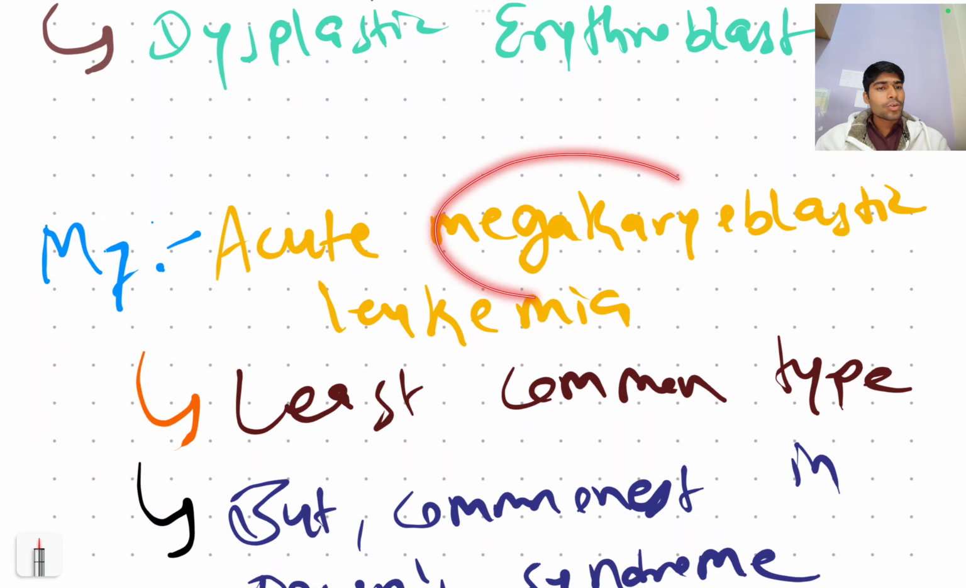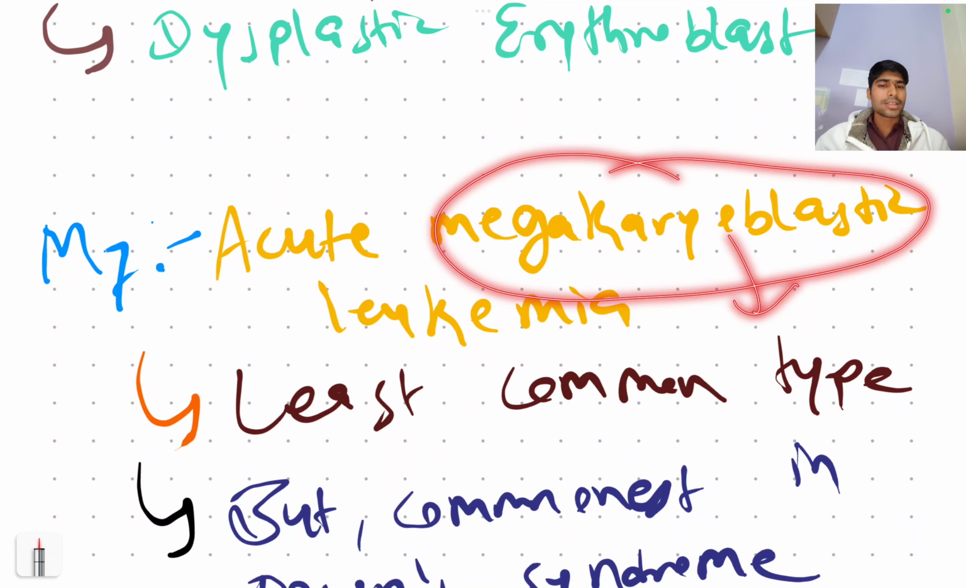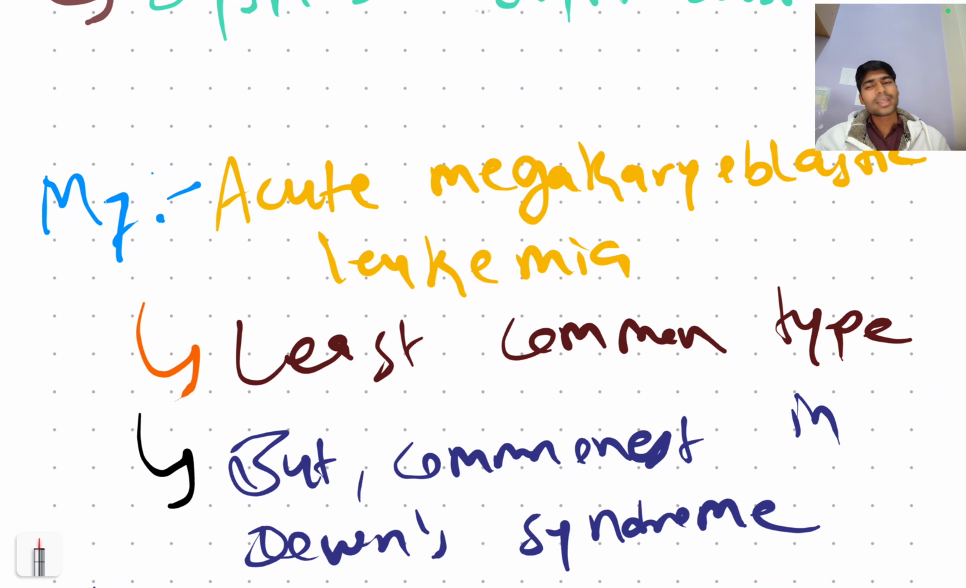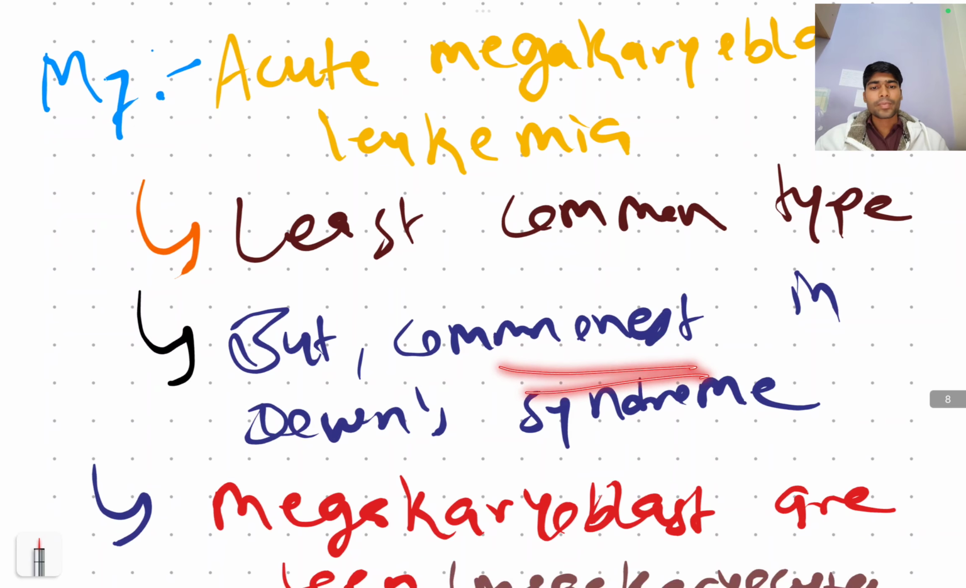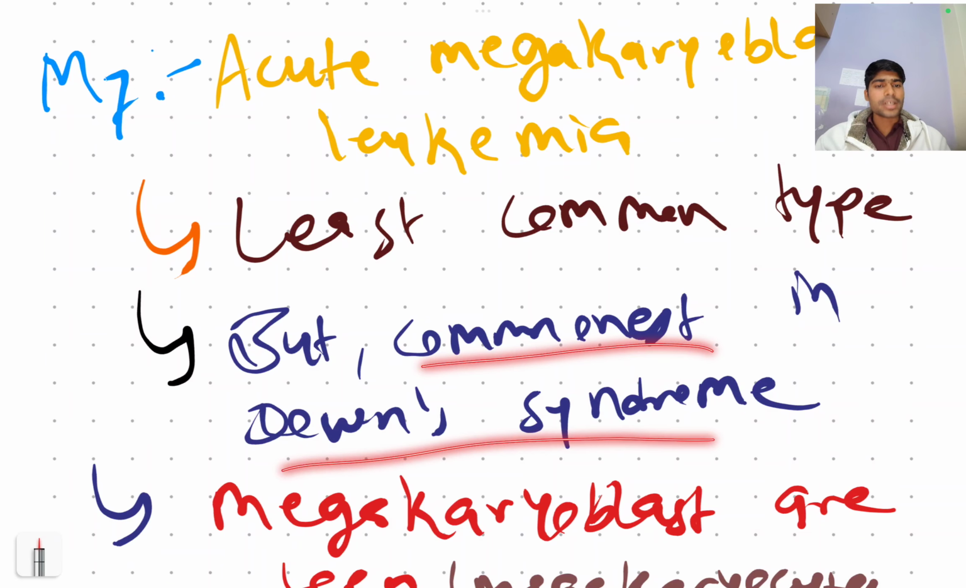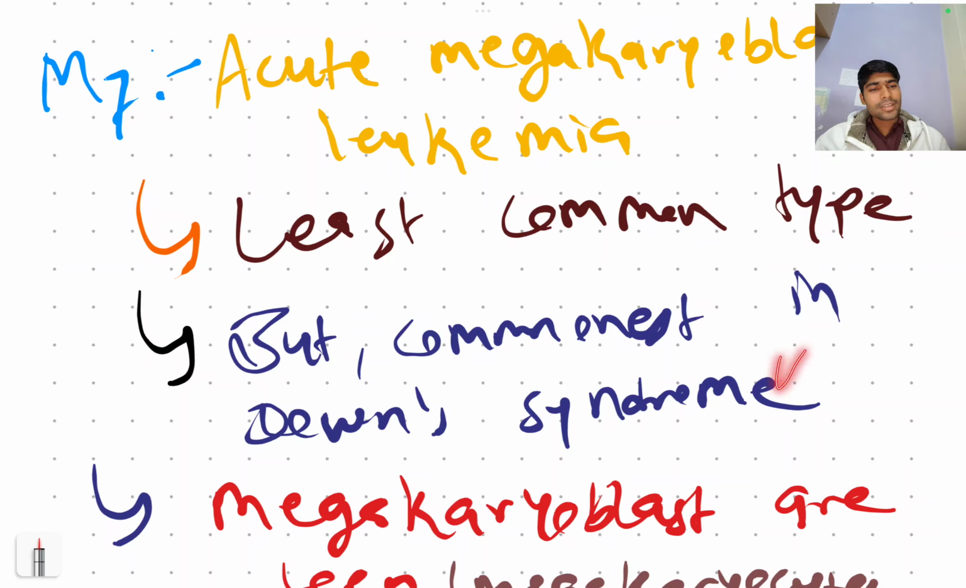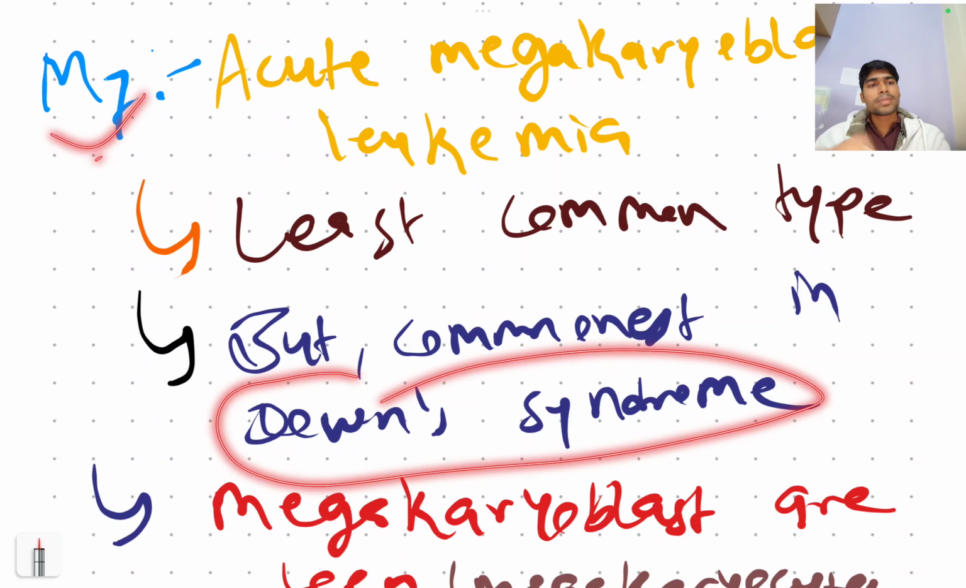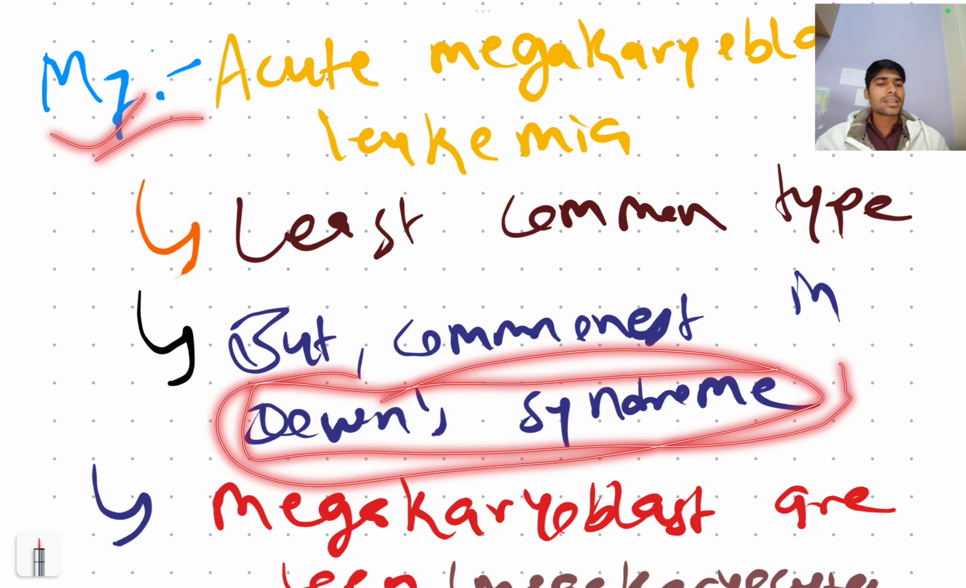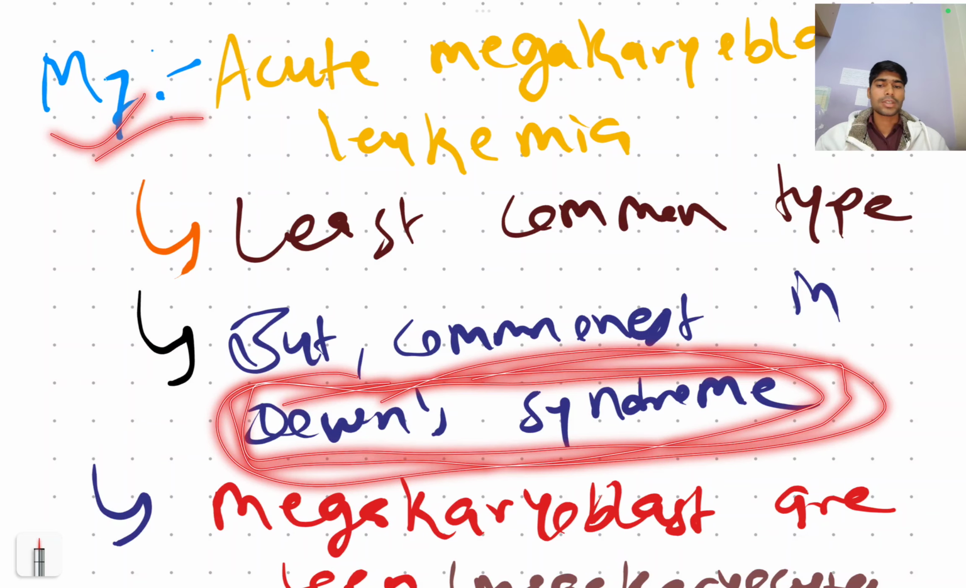Now M7, last one, acute megakaryoblastic leukemia. So megakaryoblast gives us platelets. So immature platelets will be seen, and this is the least common type, but commonest in Down syndrome. So again, MCQ favorite, which AML is seen in Down syndrome. All right. So M7. This is also PYQ, and it used to keep asking about this.